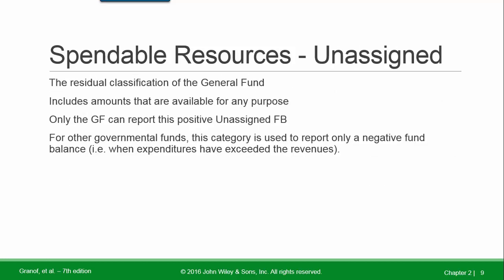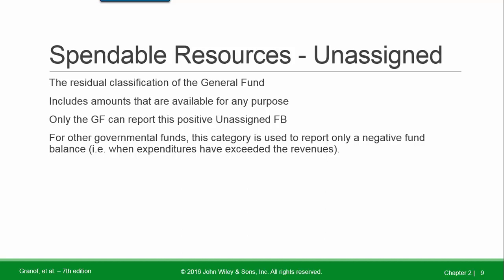Now, the last level, the lowest level, no constraint, unassigned. This is the residual classification of the general fund. It includes amounts that are available for any purpose. Only the general fund can report this positive unassigned fund balance. For other governmental funds, the category is used to report only a negative fund balance when expenditures have exceeded the revenues.